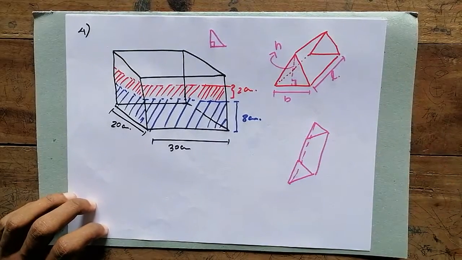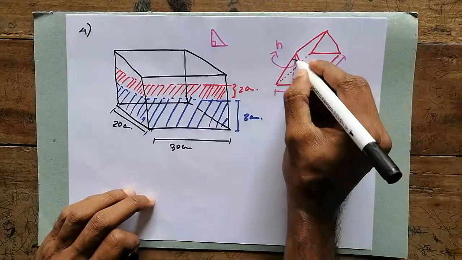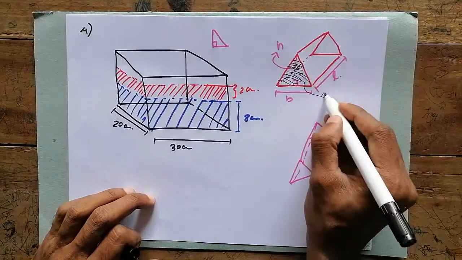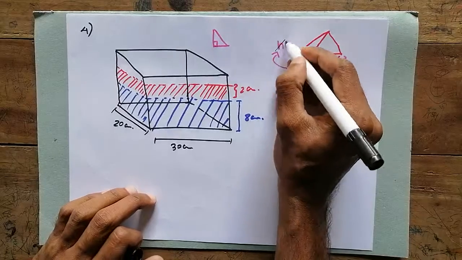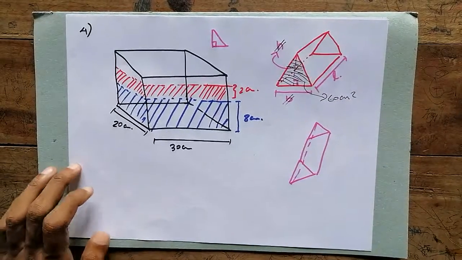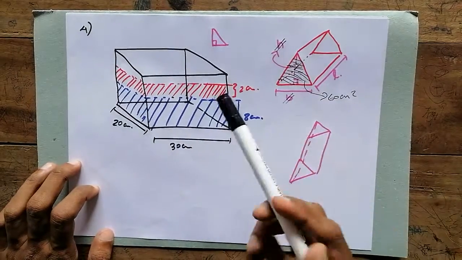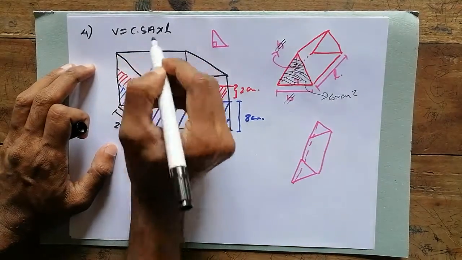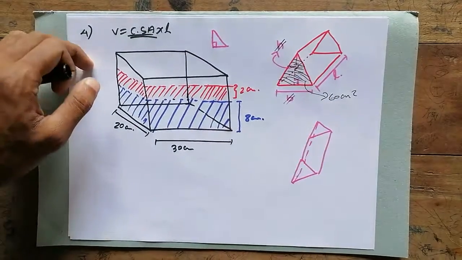Okay, when a right triangular prism of cross section 60 centimeter square... So the cross-sectional face area of the triangular face is given, 60 centimeter square. So we don't want to bother about the base of the triangle and the height of the triangle, because the cross section is given. The equation is cross-sectional area into length. The cross section is given, 60. So we don't want to bother about the height and the base. Okay.